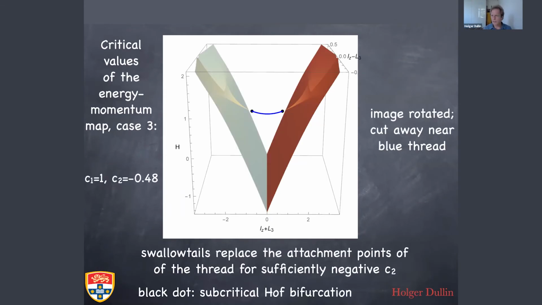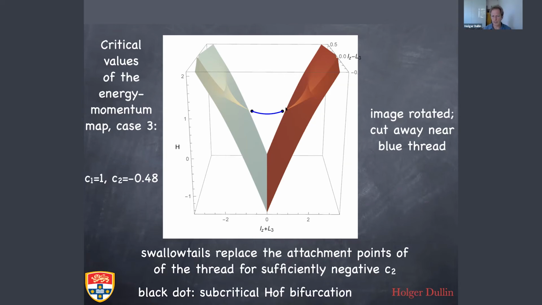Okay, so now it gets more interesting when we make C2 negative. When C2 is 0, remember, it's just this blue thread. And when you make C2 smaller than minus a quarter, I believe, then these structures appear here. They're called swallowtails. And these swallowtails basically eat up this blue thread.